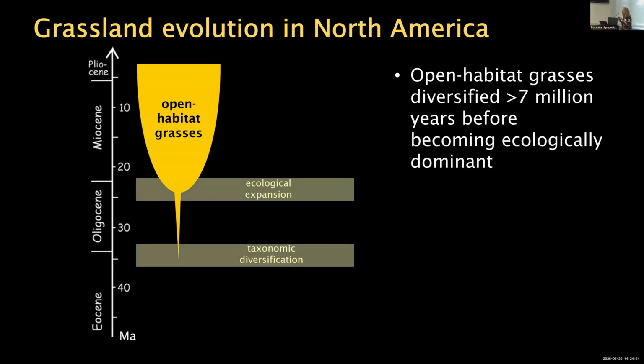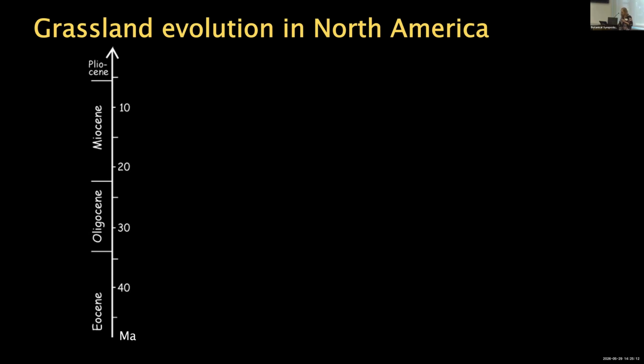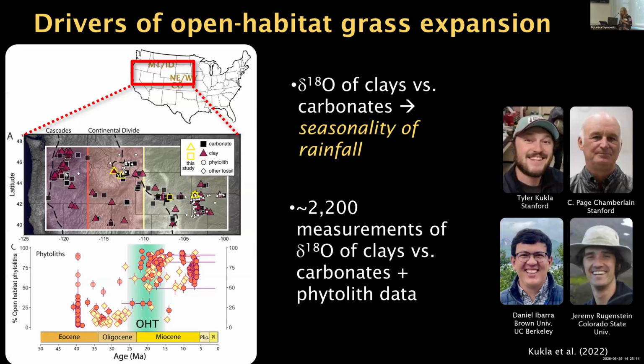If we then summarize what we learn from the fossil record in North America, we see that the ecological expansion happened many, many millions of years after the taxonomic diversification, indicating that there were different factors driving that change. And what might those be? So, whoopsie, I went the wrong direction. Here we go. So I've done some work with colleagues, work led by Tyler Kukla, who was then at Stanford.